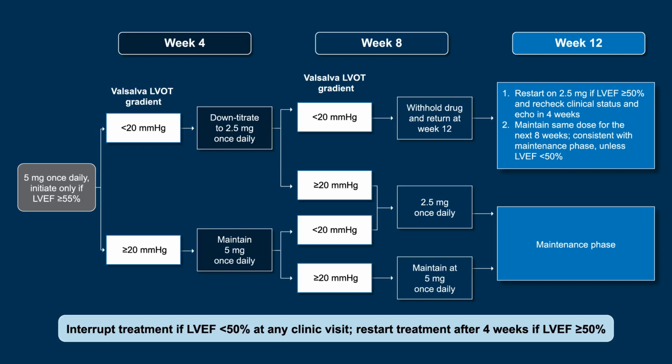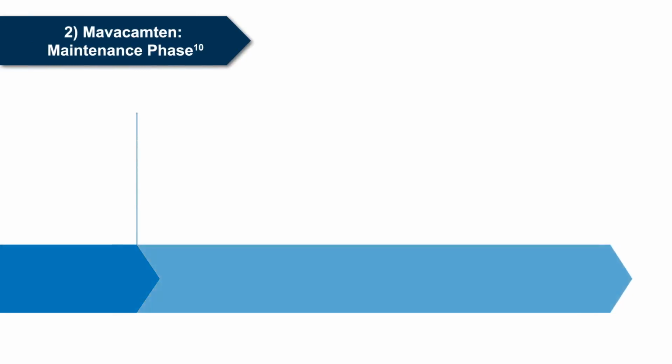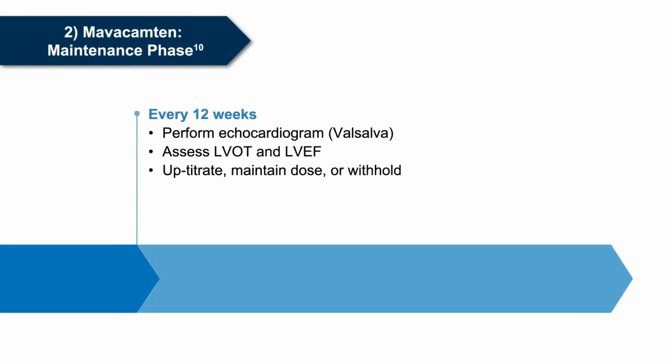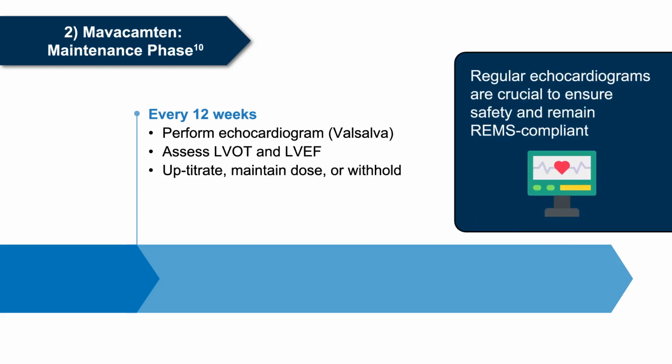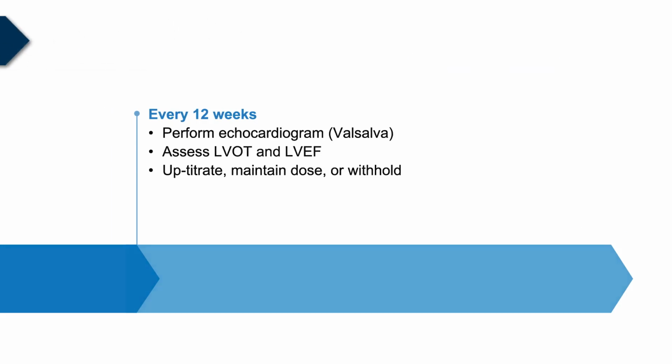Now let's pick back up with Dr. Elliott. In the second phase, the emphasis is on tailoring the dose of the drug to the response of the patient's symptoms and their gradient. But at each increase in the dose, the same protocol for monitoring left ventricular ejection fraction is followed to ensure safety and the avoidance of a reduction in ejection fraction below 50%.